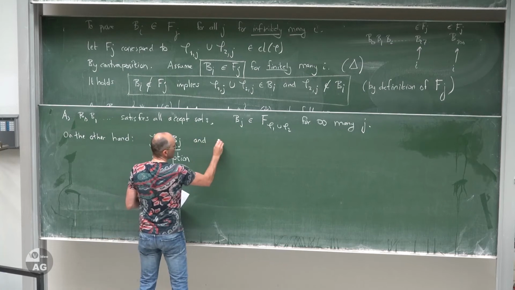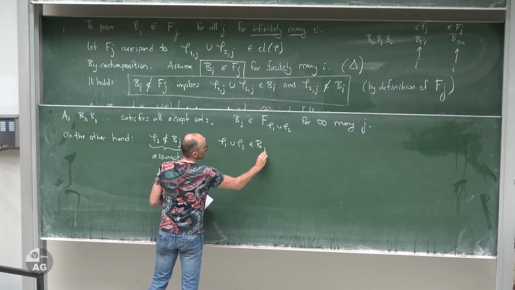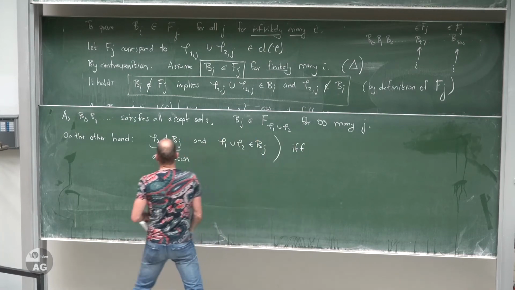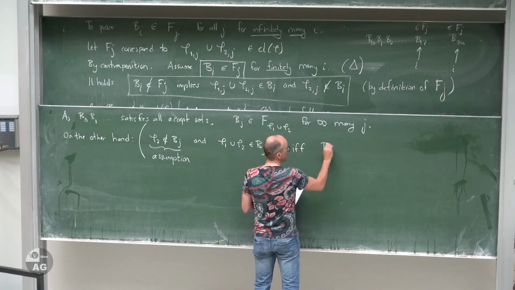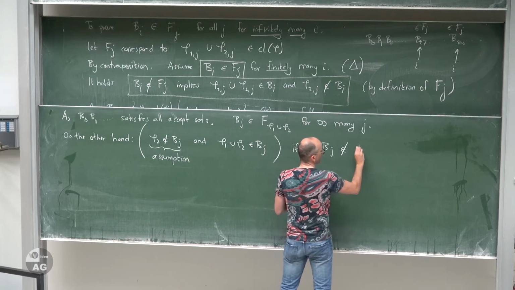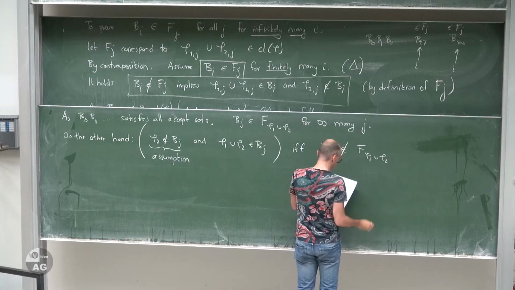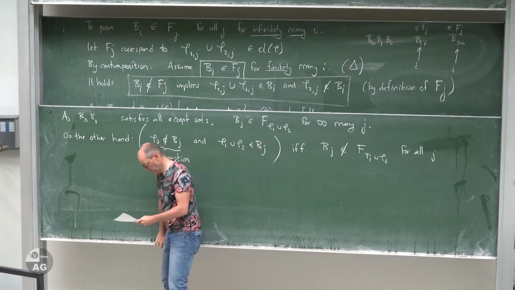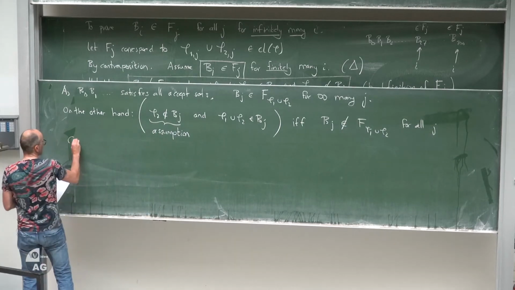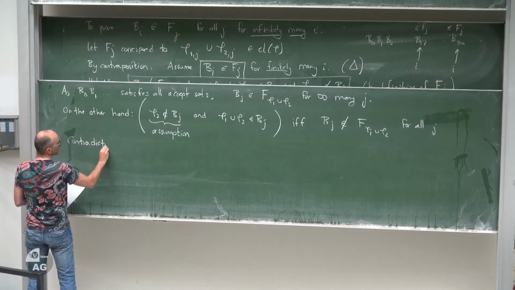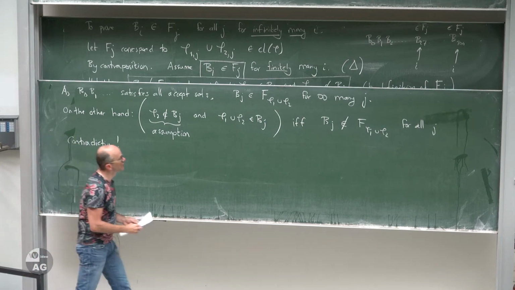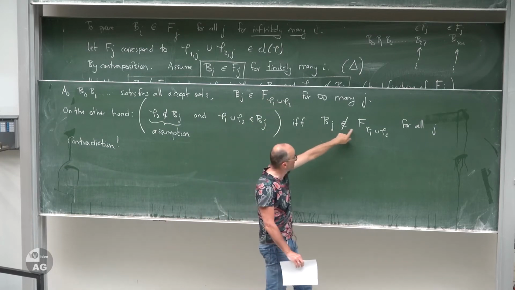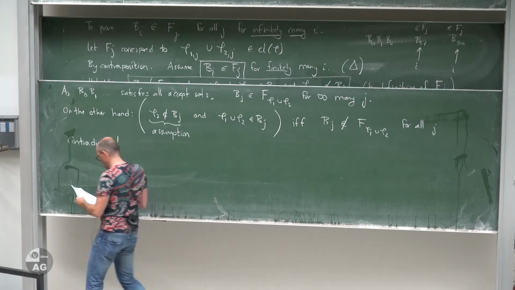And phi1 until phi2 belongs to Bj if and only if Bj does not belong to f phi1 until phi2 for all j. This holds for all j. This is a contradiction. Yeah, because here I concluded Bj in F, this set, for infinitely many, and this I said Bj does not belong to that set, so this is contradicting to each other.